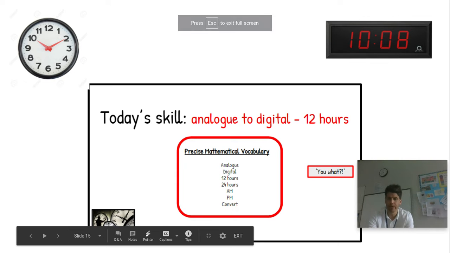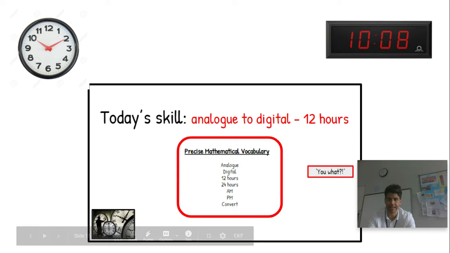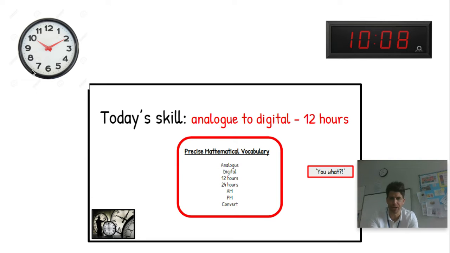So today's lesson, we're going to be looking at the time. We're going to be reading analog clocks, and we're going to be turning those times into digital times on a digital clock. Just so we know the difference, this is an analog clock up here. It has hands or fingers that point towards numbers.